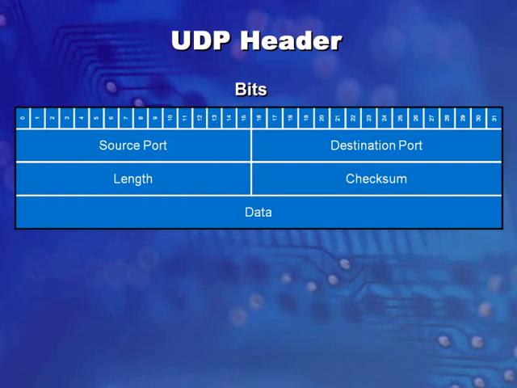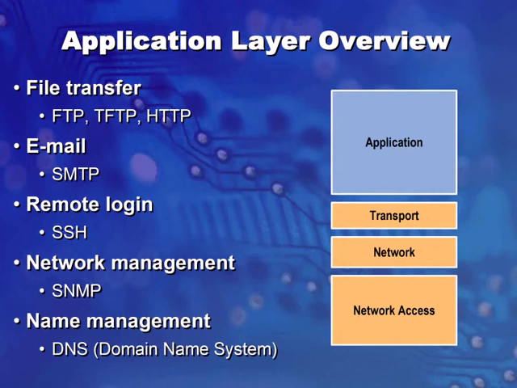So the UDP header, again, is designed for speed so that we can transport the data as quickly as possible across the network. To overview the application layer of the TCP/IP header, let's take a look at some of the common protocols we'd use inside the application portion of this stack. So to transport files across our network, we might use something like FTP or TFTP.